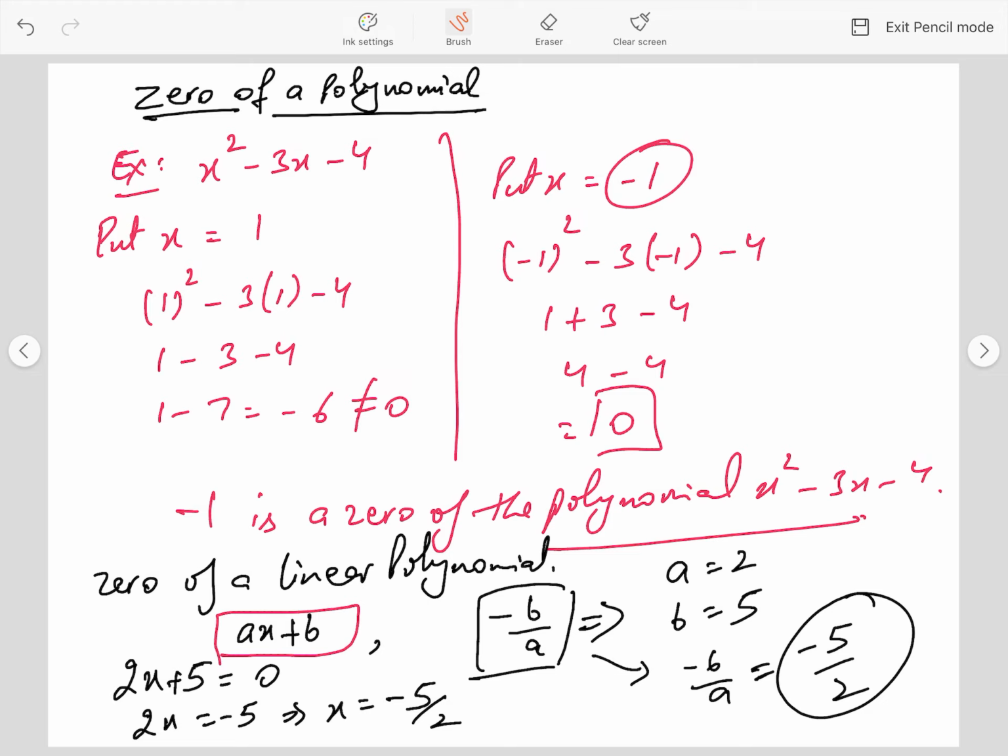So we can say that it is minus of the constant term upon the coefficient of x. You can write it like this: the zero of a linear polynomial is equal to minus of the constant term upon the coefficient of x.